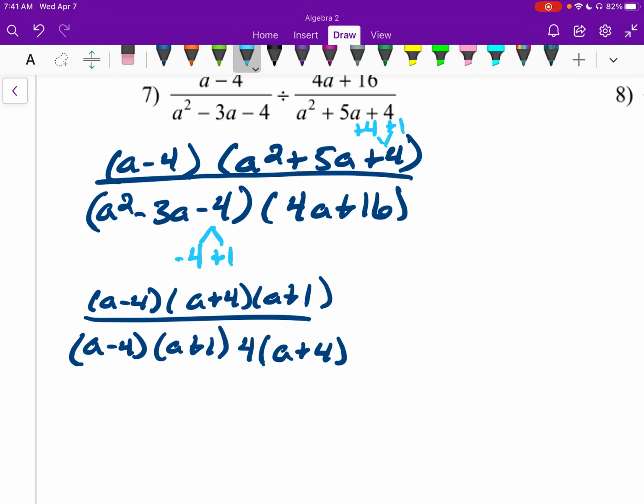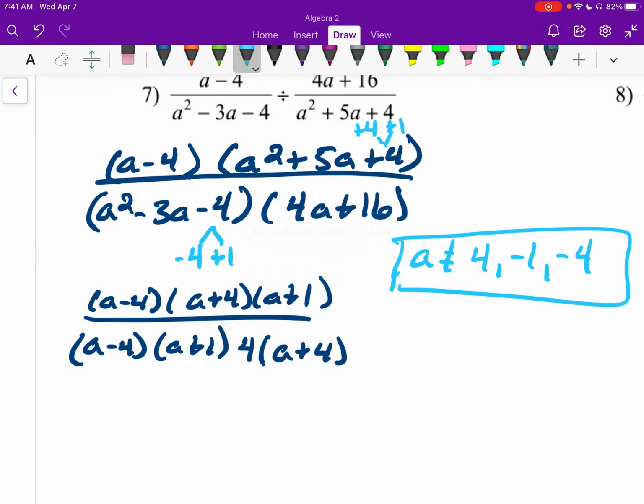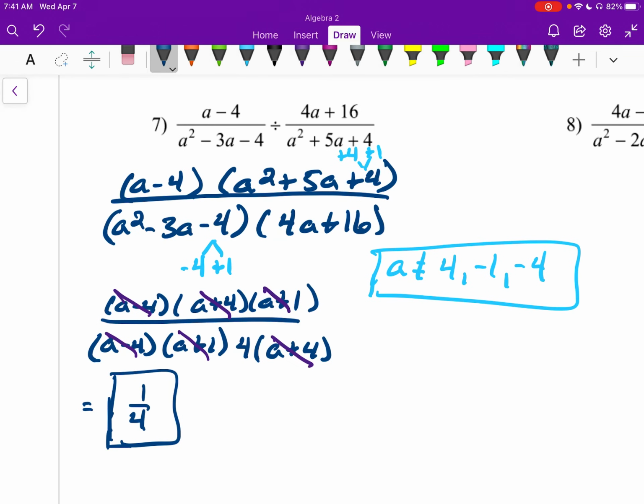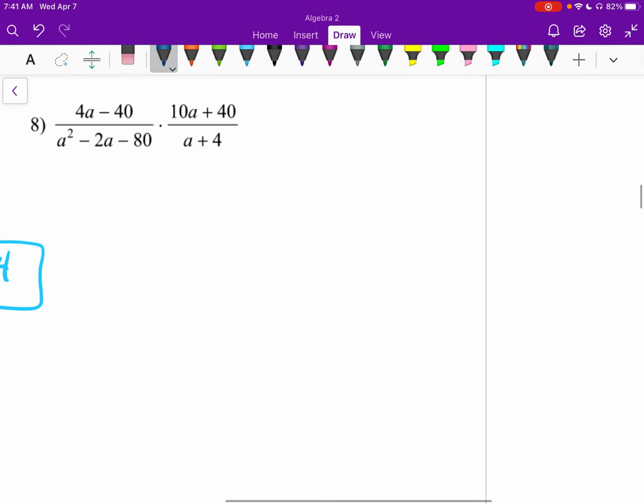Excluded values. We can say, well, a cannot equal, what can it not equal? 4, -1, and -4. Oops. Guess I'll stop soon. Now canceling. -4, -4, +4, +4, +1, +1. Ooh, that's nice. And we're left with 1/4. Kind of neat. All right, number 8, and then I'm going to end the video for now.